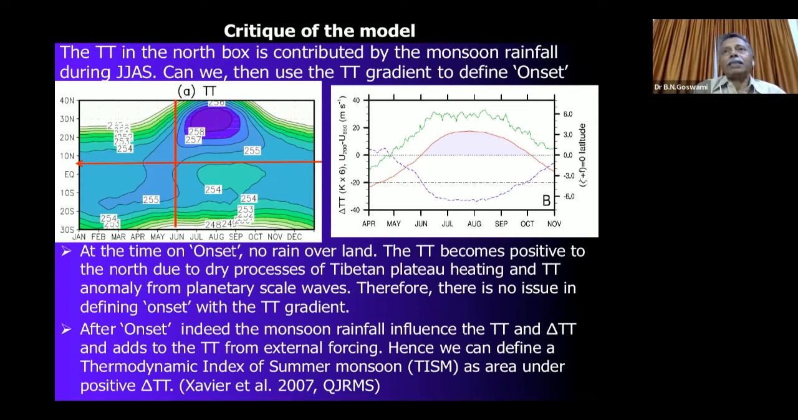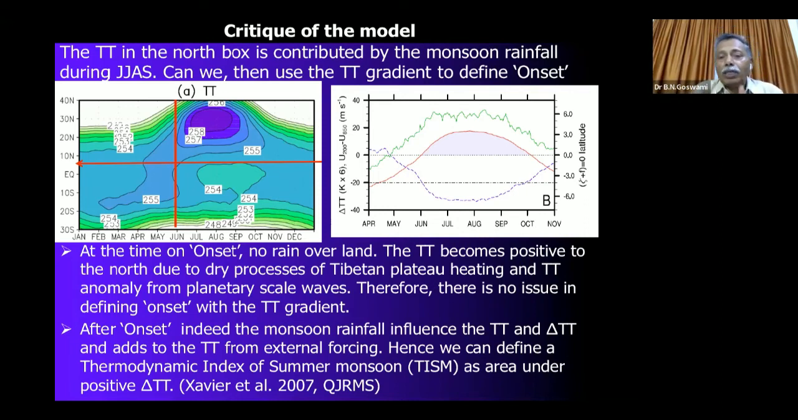So what happens is that once the large scale external forcing sets up the onset condition, suppose the onset is delayed. So the monsoon is then expected to be weaker. Then the monsoon itself will be weaker, and therefore it will add less rain during the season, and therefore affect the seasonal tropospheric temperature value also. Therefore it will still be related to the tropospheric temperature gradient, will still be related to the seasonal mean monsoon rainfall.